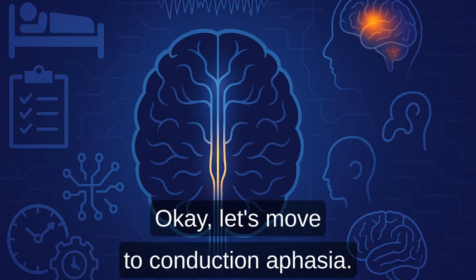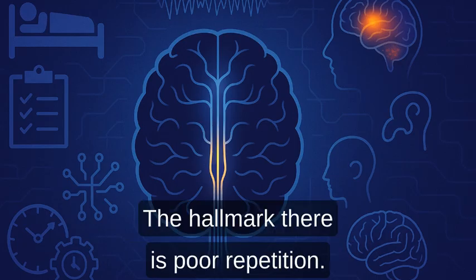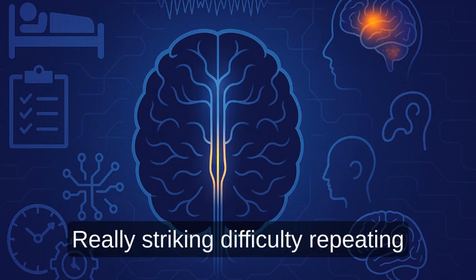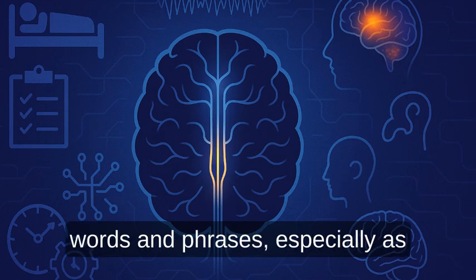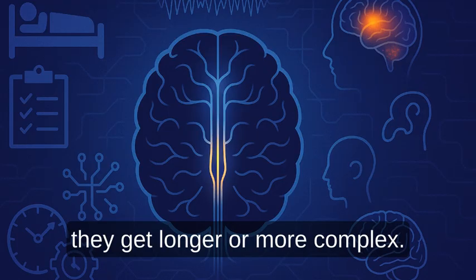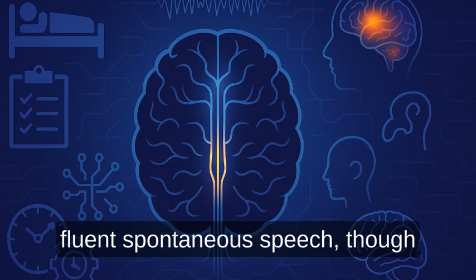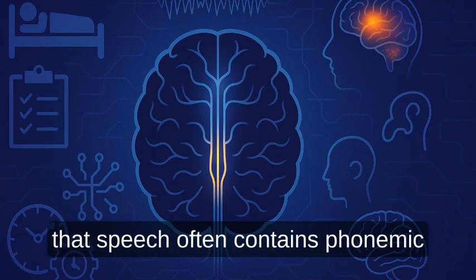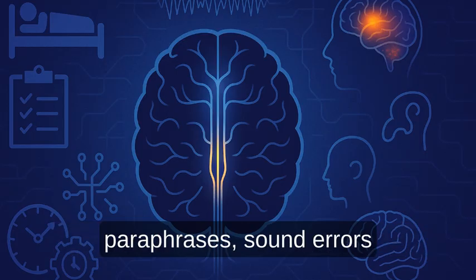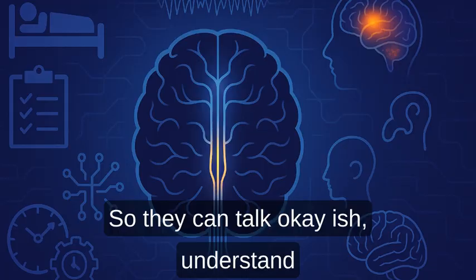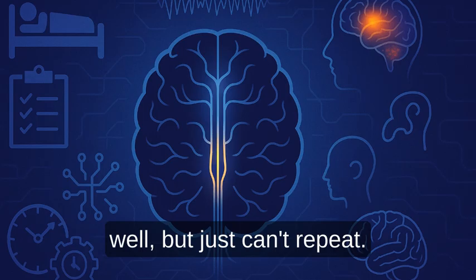Okay, let's move to conduction aphasia. The hallmark there is poor repetition. That's the defining feature. Really striking difficulty repeating words and phrases, especially as they get longer or more complex. This is despite having relatively fluent, spontaneous speech, though. That speech often contains phonemic paraphasias, sound errors, and attempts at self-correction.